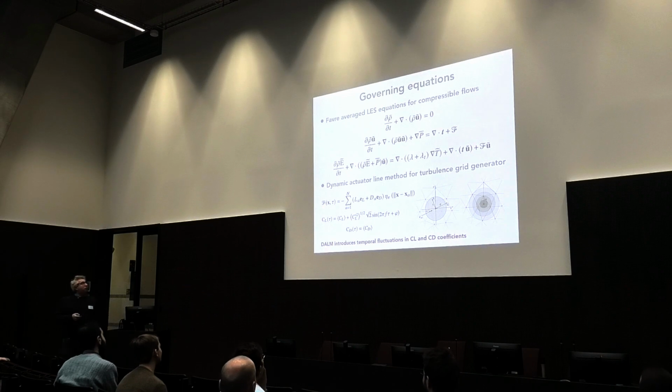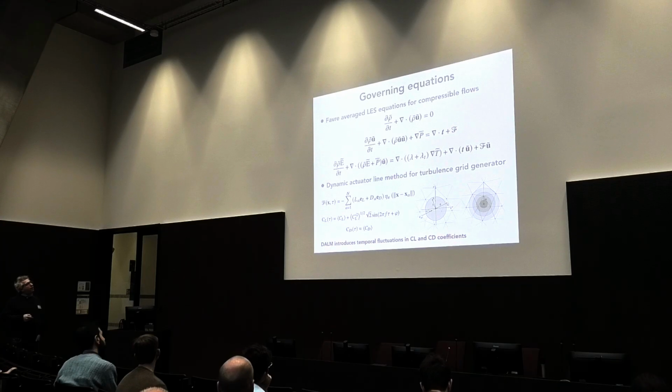Well, and we are solving with YALES2 the Navier-Stokes equations for compressible flow. I will not enter into the details, so that's typically the mass conservation, the momentum conservation, and the energy conservation. And in the momentum conservation, we have a fourth term that is intended to model the turbulence grid generator.